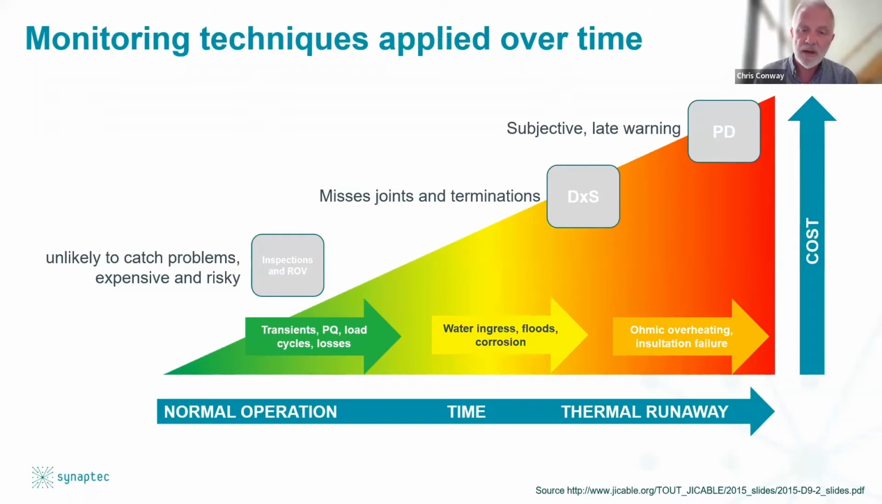So looking at where conventional existing technologies are applied, if we look at ROV inspections, they're unlikely to catch problems. That's a periodicity question: how often are ROV inspections required? Is it like once every 4 years? Does that apply differently on export cable as opposed to inter-array cable?